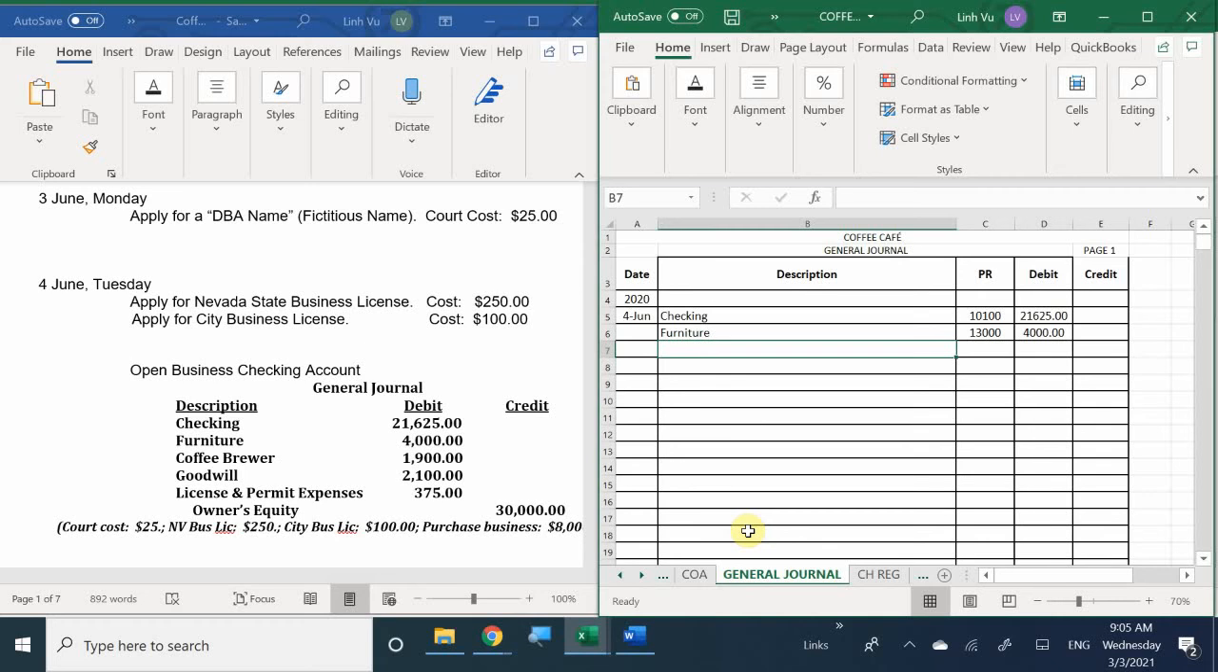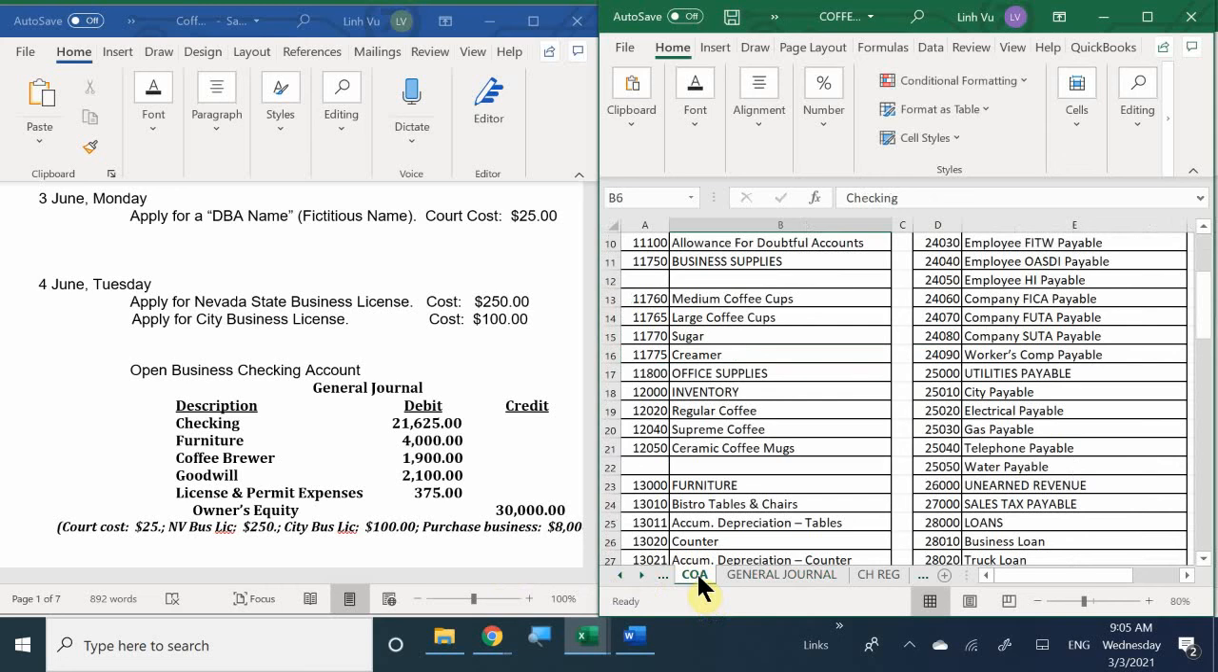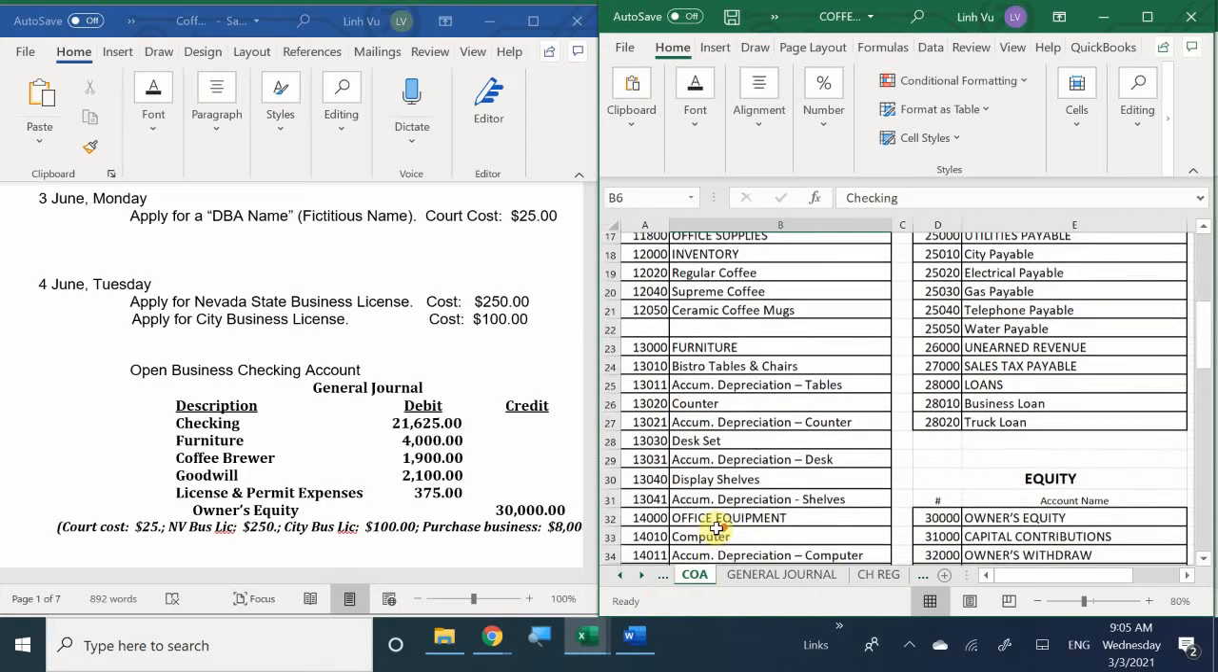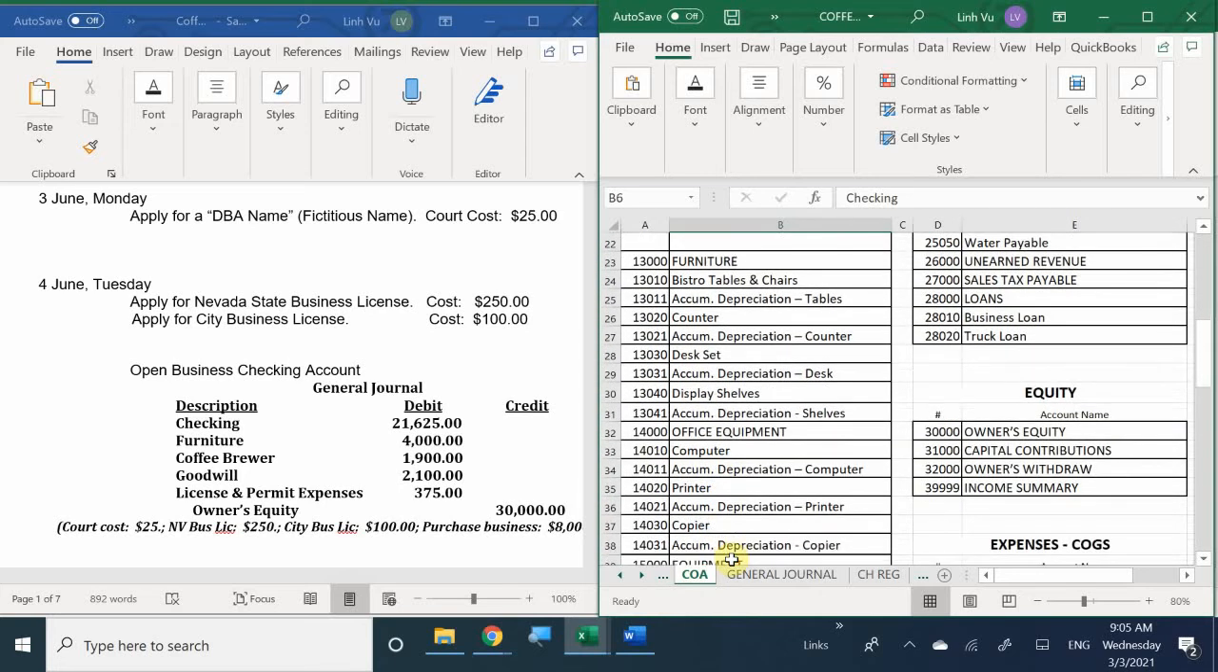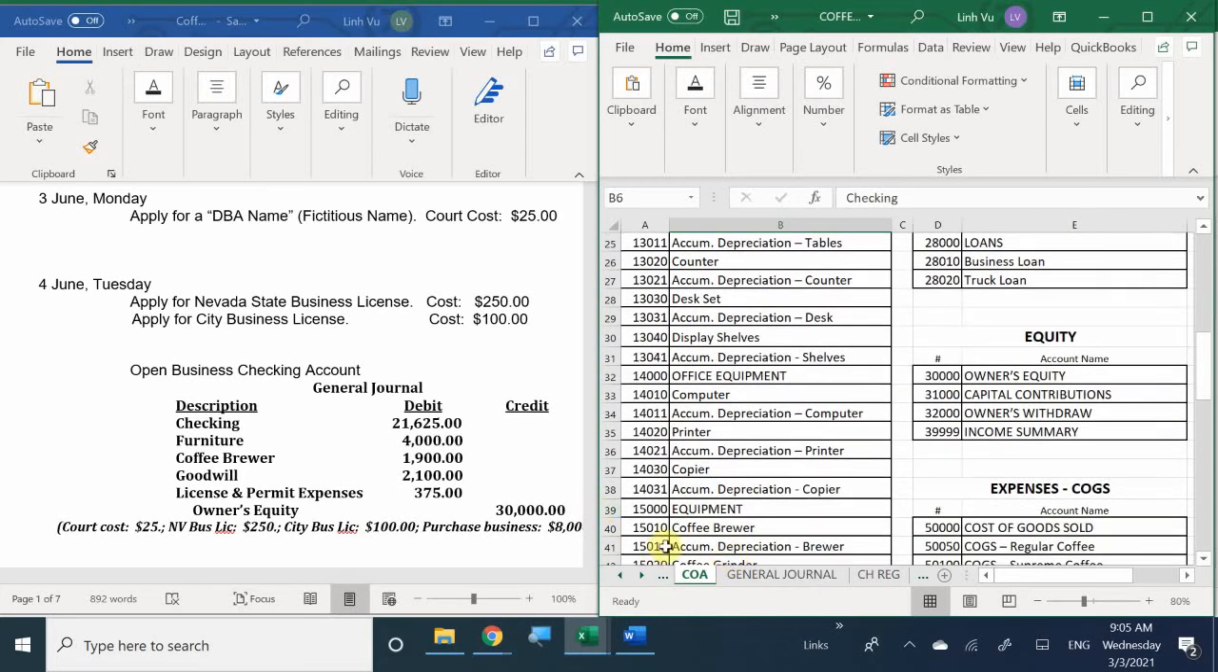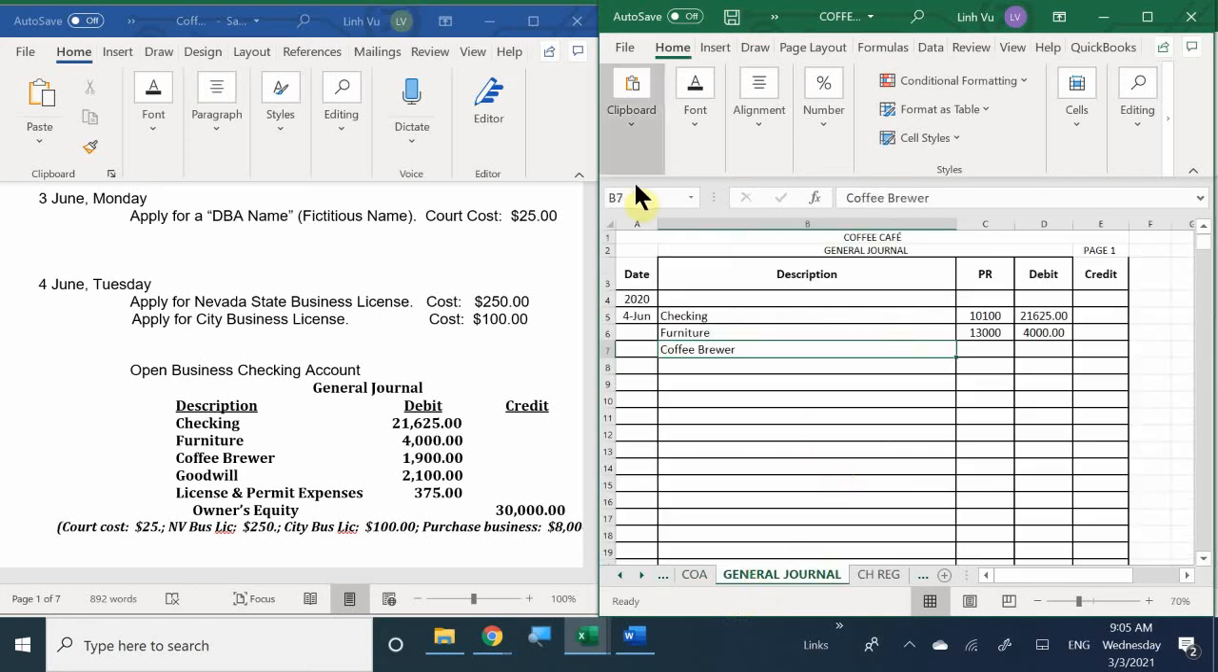Right? What else is going to be the next thing I am acquiring? Coffee brewer. We bought a coffee brewer. So let me go ahead and type that in. Coffee brewer. Okay. And what account number is my coffee brewer? 15010. Okay, so that might go ahead.